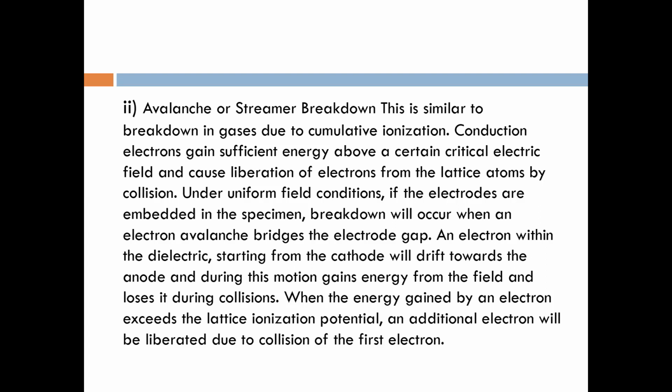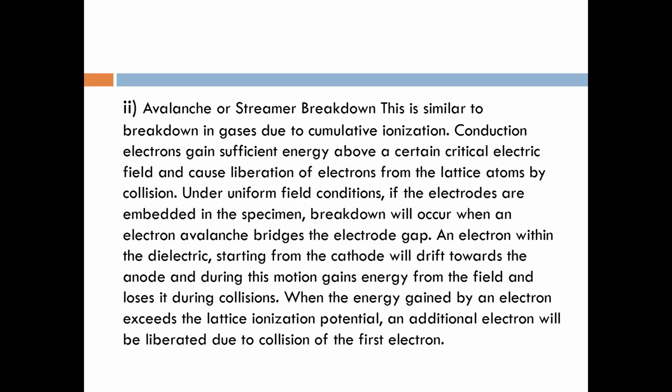See here, in this case, under uniform field conditions, if the electrodes are embedded in the specimen, breakdown will occur when an electron avalanche bridges the electrode gap. When we studied gases, we also said that when anode and cathode are bridged by the electrons and conduction starts, at this time breakdown occurs. In the case of solids, it is called the avalanche or streamer breakdown.